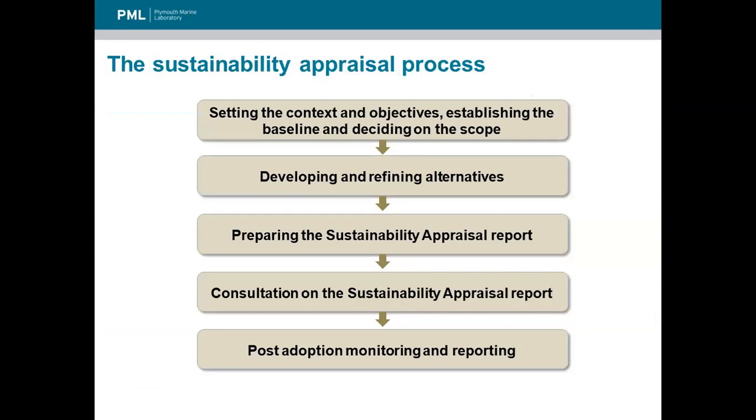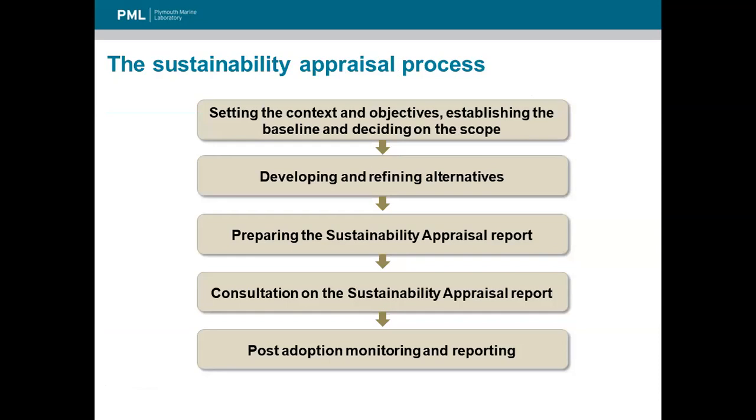Now, the sustainability appraisal has a fixed process. It has methods that have been developed, and it's undertaken in a particular way. And there are 5 key stages in that process. So the first of which is setting the context and objectives and establishing the baseline, deciding on the scope. And the second, defining and refining alternatives. So that's your option appraisal, comparing different options within your plan.